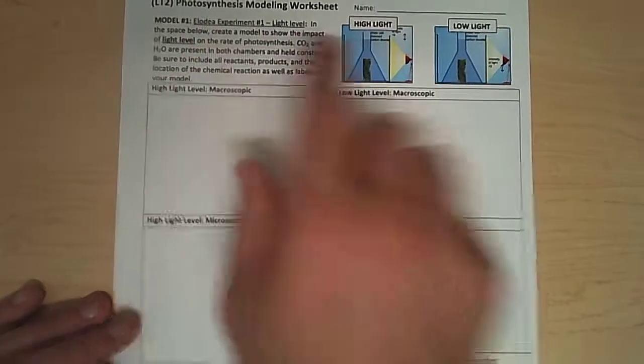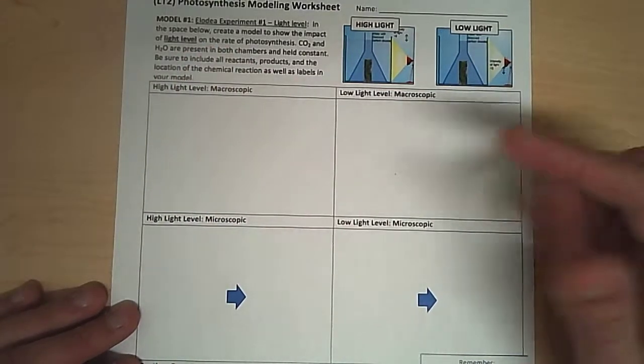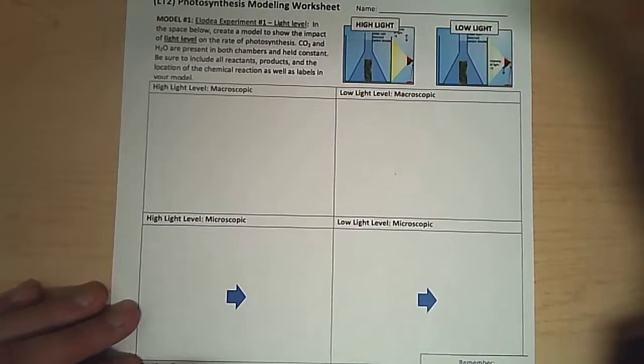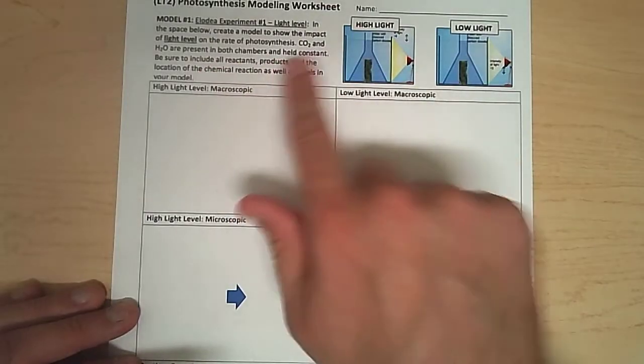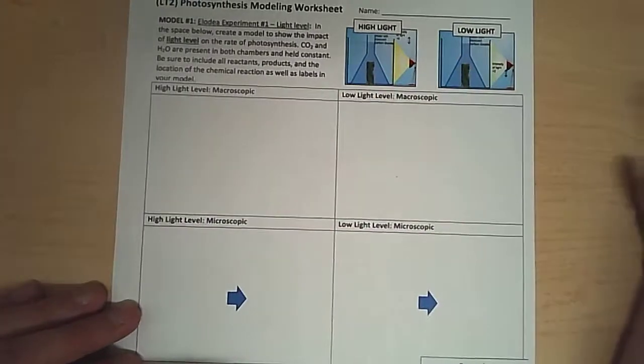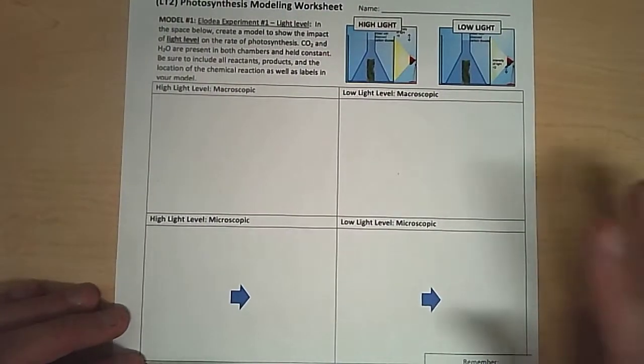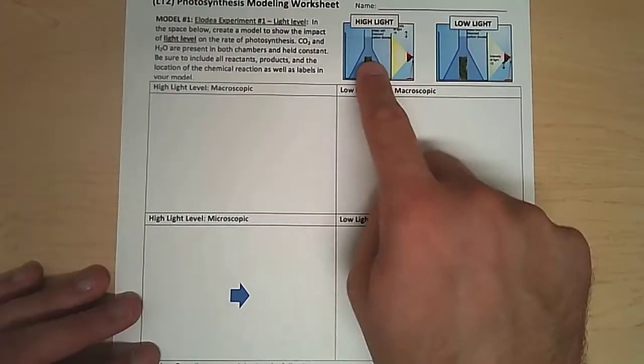All right, so in the space below, create a model to show the impact of light level on the rate of photosynthesis. CO2 and H2O, so carbon dioxide and water, are present in both chambers, but they're held constant, so the same in both chambers. Be sure to include all reactants, products, and the location of the chemical reaction, as well as labels in your model.